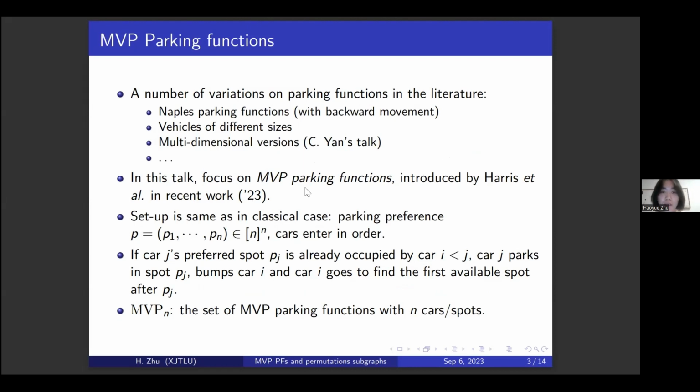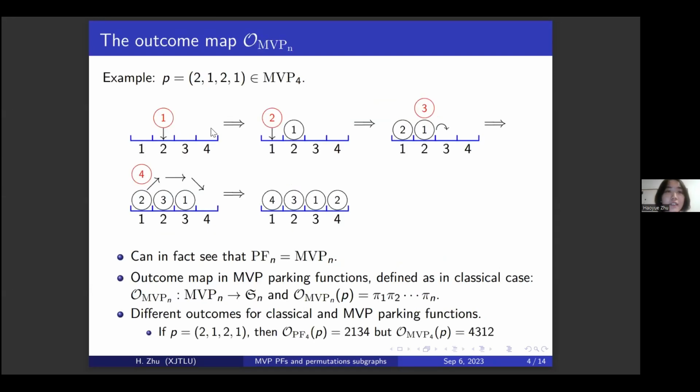The MVP parking function is the same as the classical parking function because they both have the parking preferences from P1 to Pn, but the difference is that here we give priority to the later arrived car. This means if car j's preferred spot Pj has been occupied by some car i, which arrived before car j, car j will stay in the spot Pj, but car i will be bumped from Pj to the first available spot after Pj. Here we use this notation to denote the set of all MVP parking functions with n cars and spots. Here is one example.